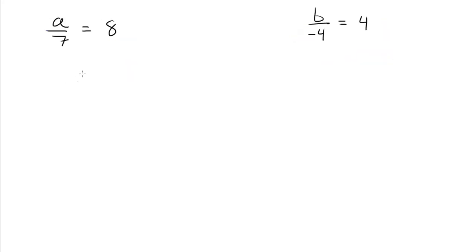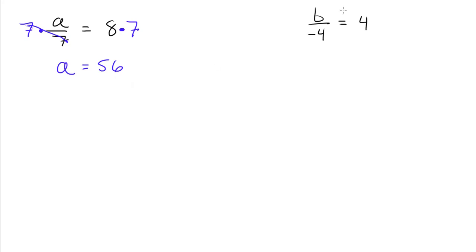Last two examples here. A divided by 7 equals 8. How do I get rid of this 7? It's division, so I have to multiply. So I'm going to multiply both sides by 7. So 7 divided by 7 is 1, so this leaves me with A. And on the other side, 8 times 7 is 56.